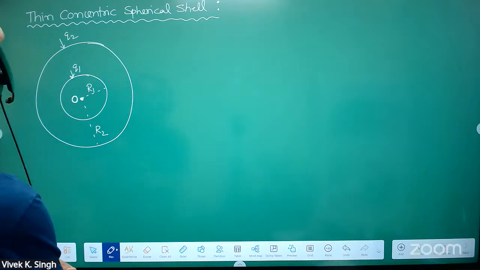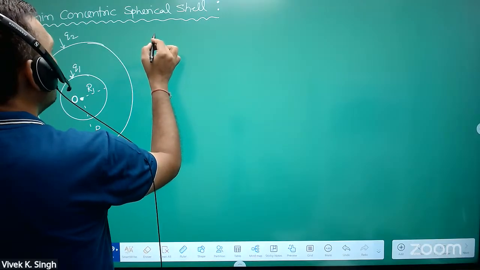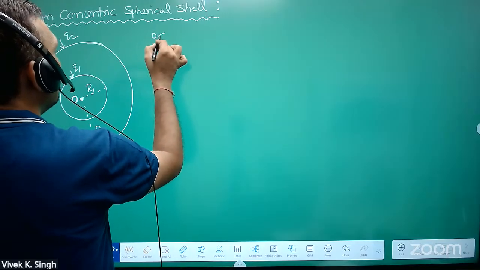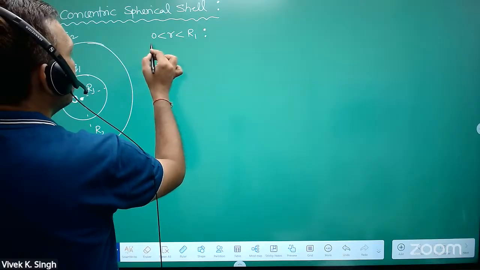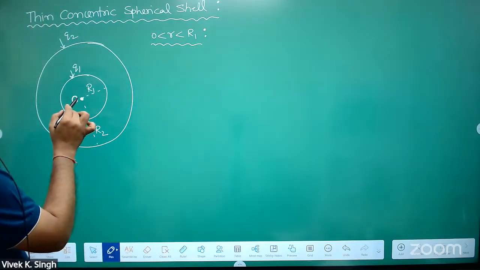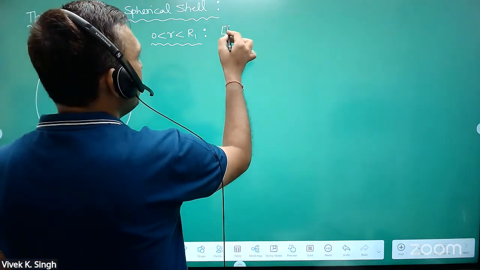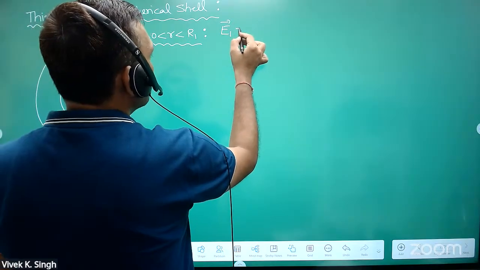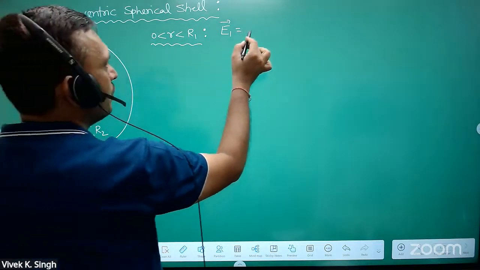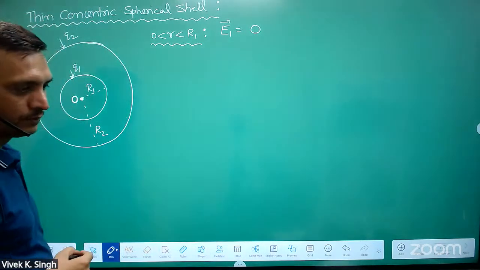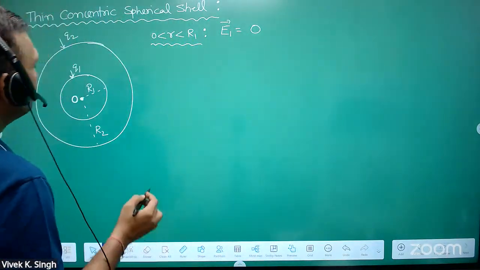So let's see what will be the electric field in the region from 0 to R1, meaning any point P that lies in this region from 0 to R1. So what will be the electric field? Because there is no charge enclosed in this region, the total charge enclosed is 0. So the electric field will be 0.